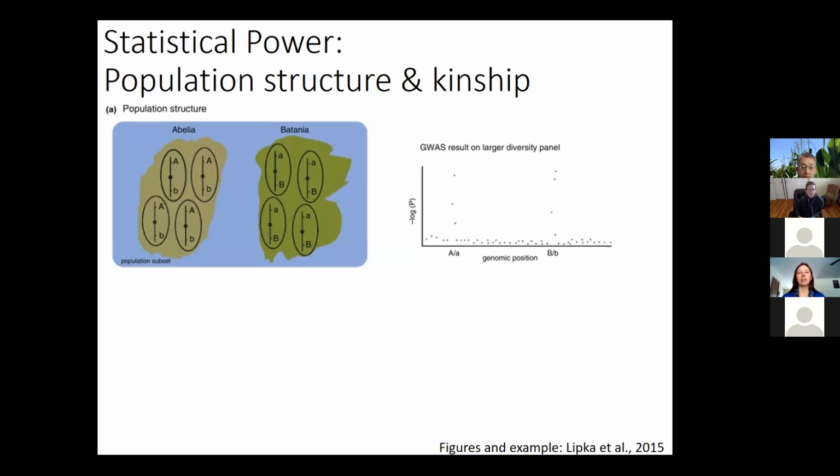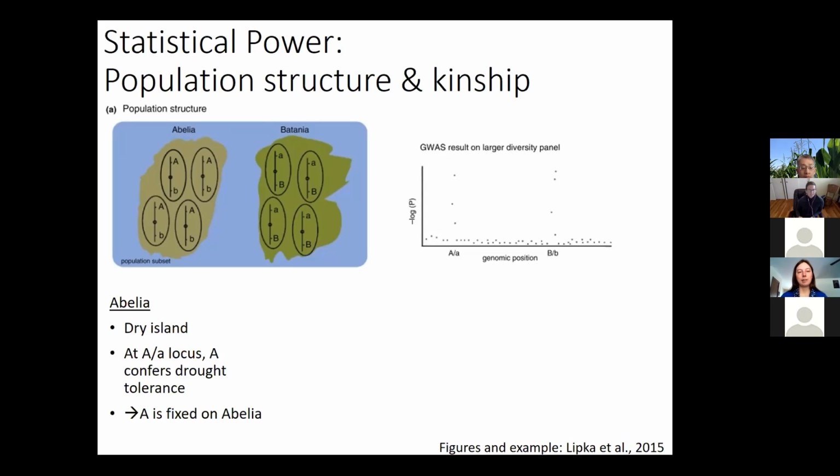First, why is population structure and kinship a problem? Why do we have to control for that? This is an example from another paper that I really liked and wanted to share with you all. For population structure, imagine that there are two islands. On the first, Abelia, the climate is very dry. At the A locus, we happen to know that the big A allele confers drought tolerance. And so big A has become fixed on Abelia.